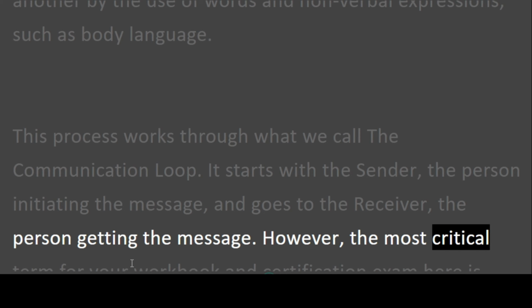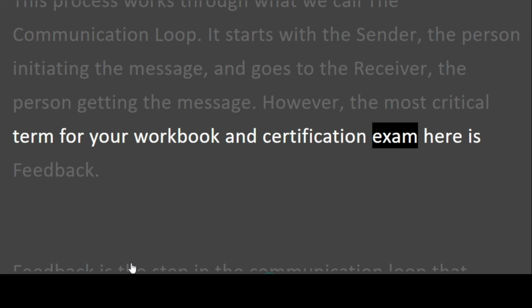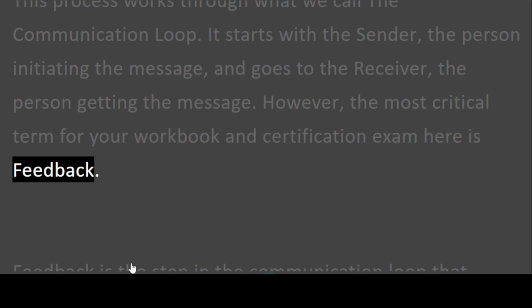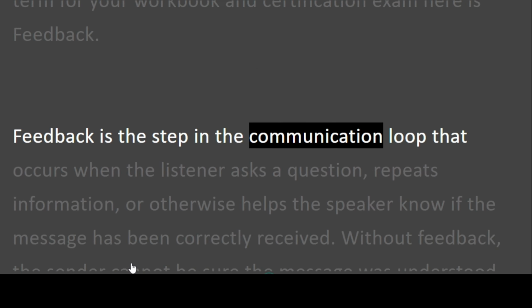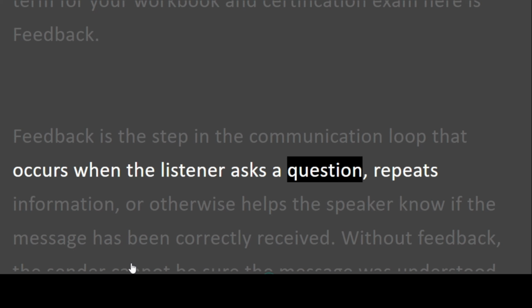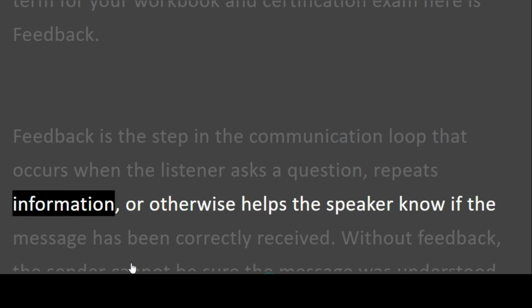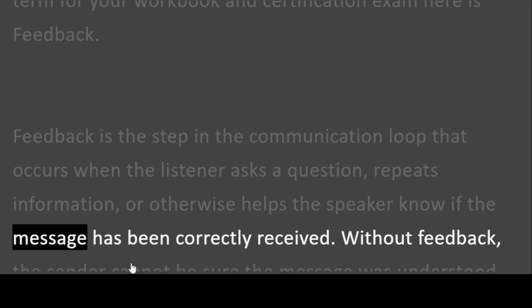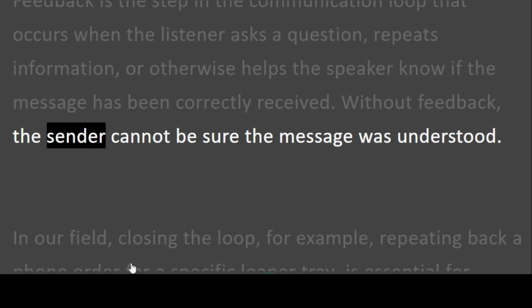However, the most critical term for your workbook and certification exam here is feedback. Feedback is the step in the communication loop that occurs when the listener asks a question, repeats information, or otherwise helps the speaker know if the message has been correctly received. Without feedback, the sender cannot be sure the message was understood.